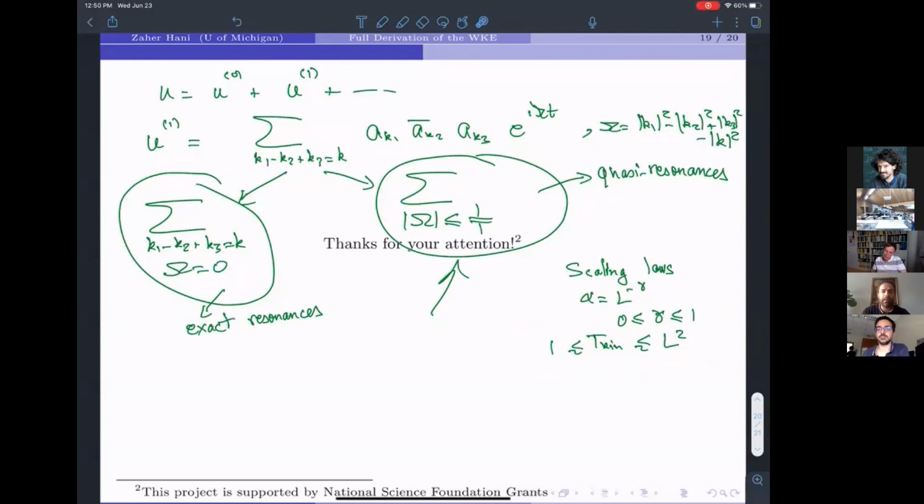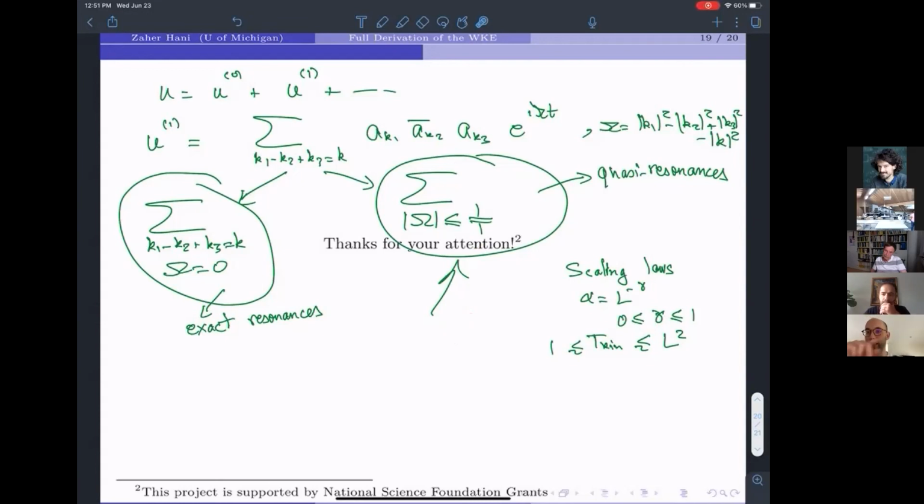But in the rational case, there's still this window of scaling laws that are admissible and for which the quasi-resonances dominate all the other interactions, and as such, you can prove the kinetic approximation, because these are the ones that converge to the kinetic equation. Okay, is this what you were talking about?